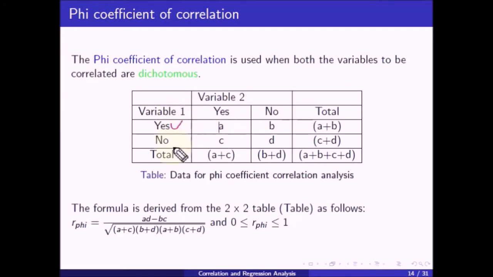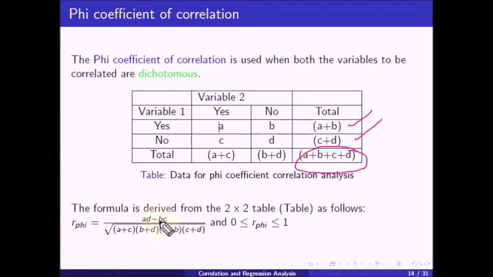Now, variable 1 is yes/no, variable 2 is yes/no, and we capture the quantity when both are yes. We capture the quantity when variable 1 is yes but variable 2 is no, and this is C, when variable 1 is no but variable 2 is yes, and the D value is when variable 1 is no and variable 2 is no. So if you add a plus b, it is the total. If you add c plus d, here we add the columns, here we add the rows, and here is the total. So the formula is derived from the 2 by 2 table as follows.